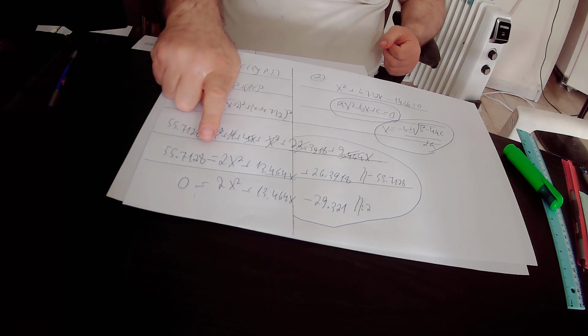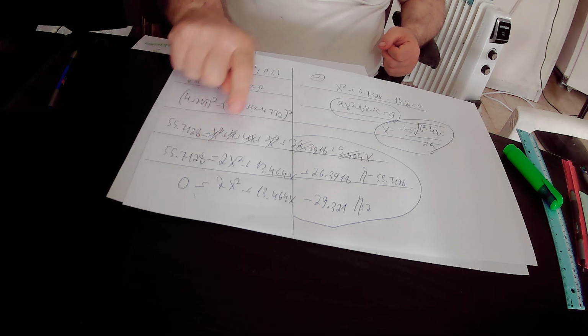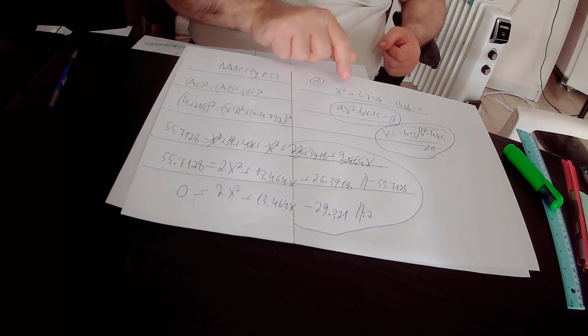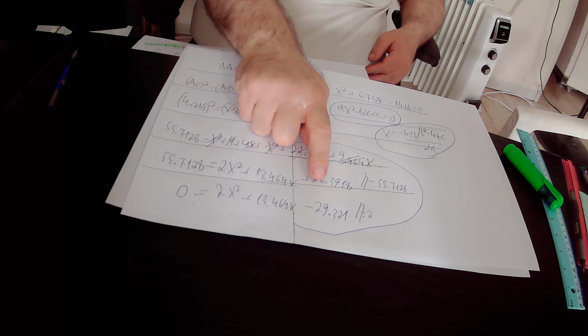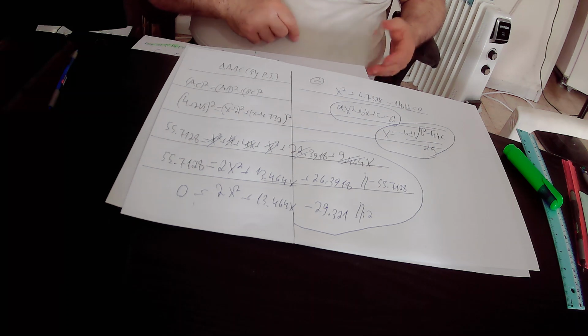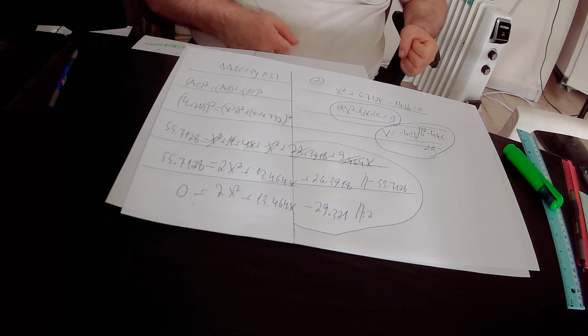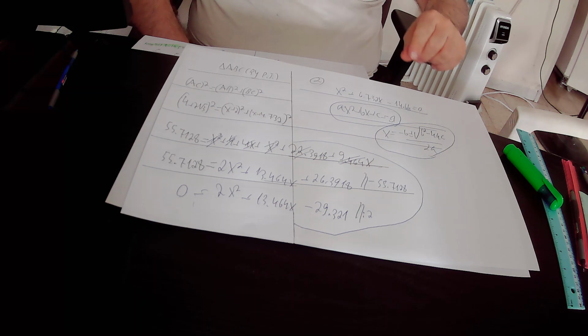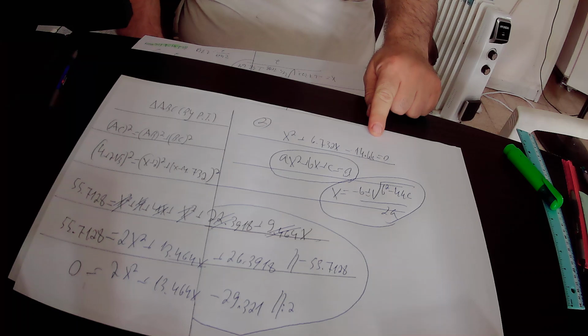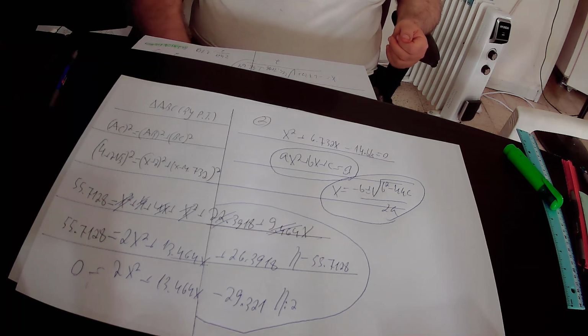So here we divided this equation by 2 and found out that 2x² over 2 is x², 14.464x over 2 is 7.232x, and finally minus 29.321 over 2 is minus 14.66. In conclusion, we found that x² + 6.732x − 14.66 = 0. So this is a quadratic equation, and the general form of a quadratic equation is ax² + bx + c = 0.